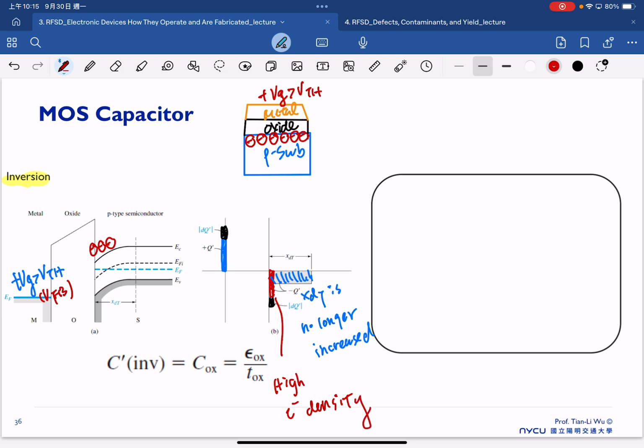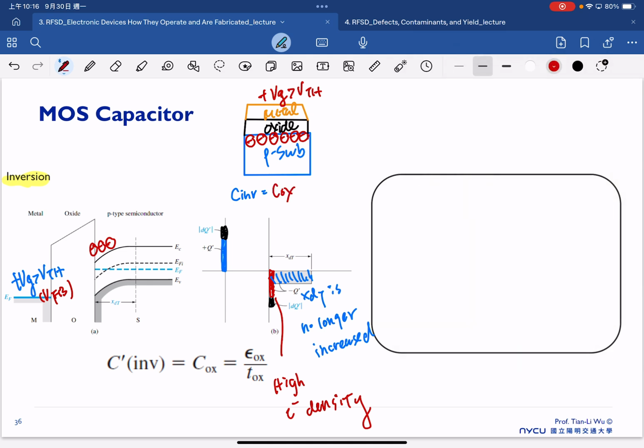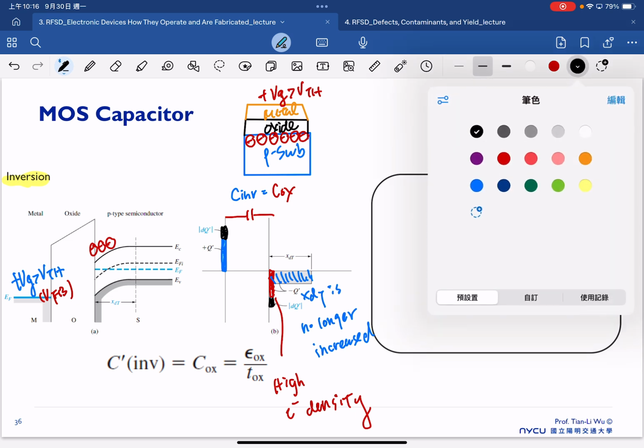So now again, if we look at the capacitance in the inversion region, it will again be equal to our oxide capacitance, because right now the capacitance characteristic reflects the charge difference between this one and this one. So that would be exactly identical to our oxide capacitance. So now we can complete the full picture for the CV.